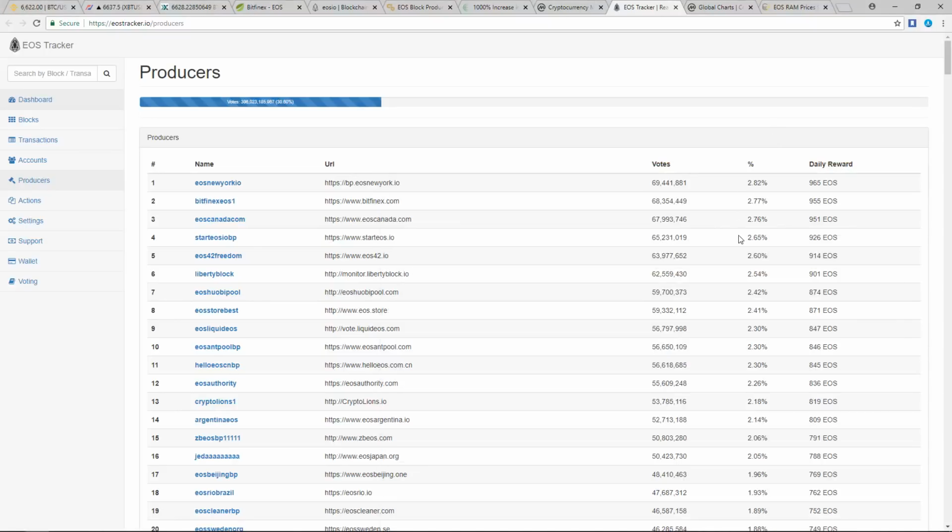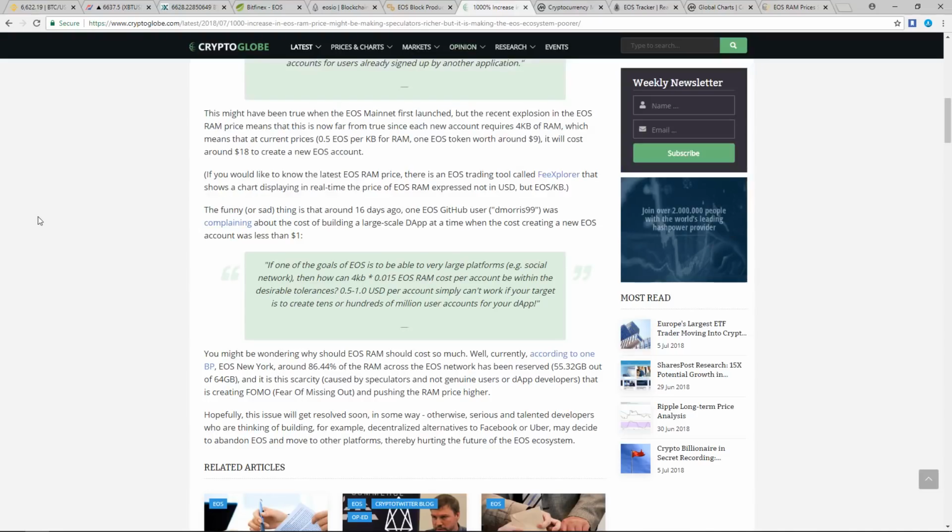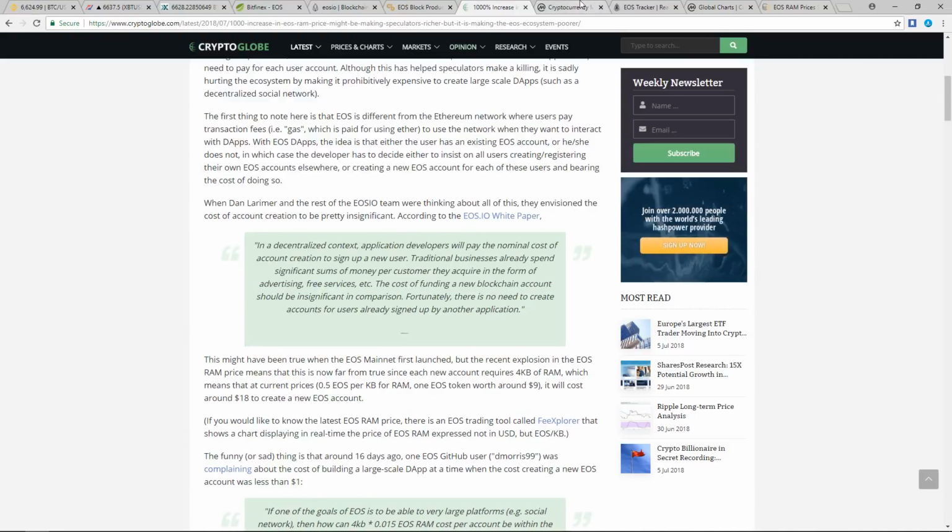Hey guys, so something interesting happened. Actually, it's more expensive to use EOS right now than Ethereum. As maybe some of you saw, the RAM price of EOS increased like hell.